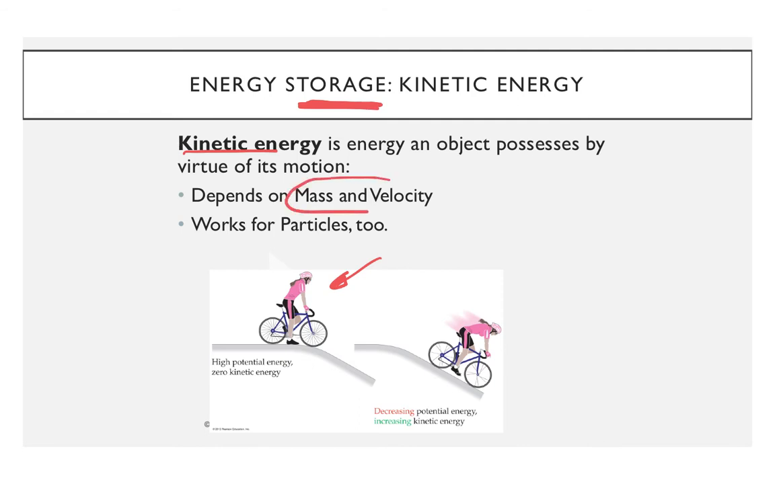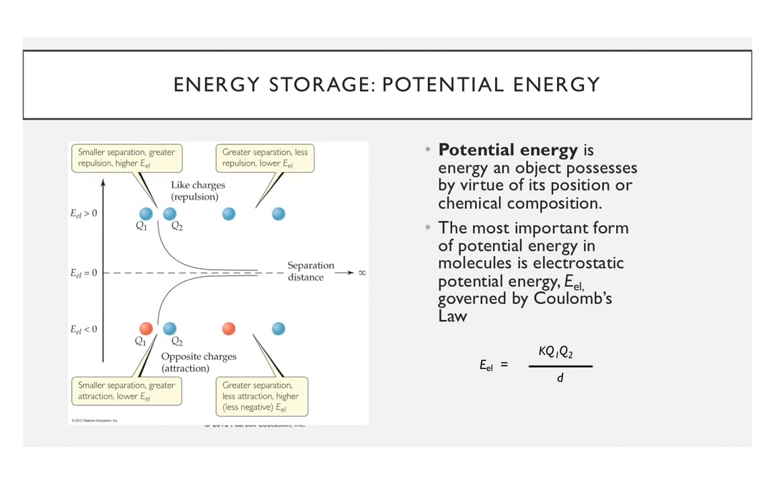Kinetic energy depends upon mass and velocity. As a result, it works for particles too, because particles have mass and they're always moving, so particles can have kinetic energy. The other main way that energy is stored is through potential energy. This is the energy that an object possesses because of its position or what it's made of. For us, the most important potential energy in molecules is electrostatic potential energy, E_el, which is governed by Coulomb's law. In other words, the charges on different particles result in potential energy from either repelling or attracting each other.